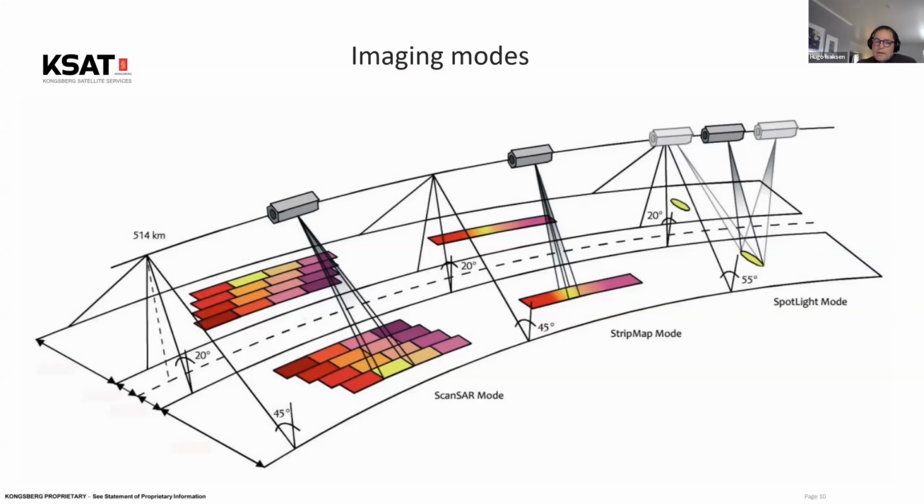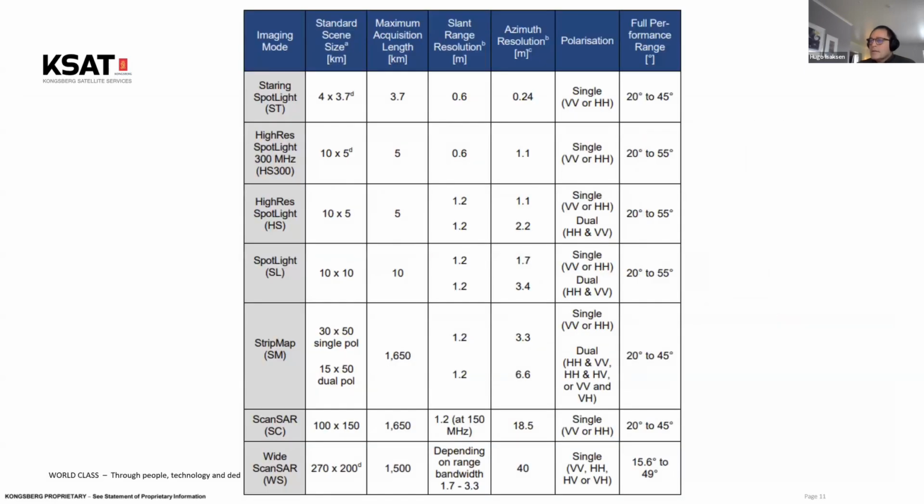A SAR satellite can image with different imaging modes. ScanSAR mode is the coarsest resolution and the widest swath. Strip map is a single strip, often with 3 meters resolution and around 40 kilometers wide. The spotlight mode is the highest resolution, where you can image with 50 centimeter resolution or 1 meter resolution, but you have a really small image. There's a table you can look at afterwards if you want to.